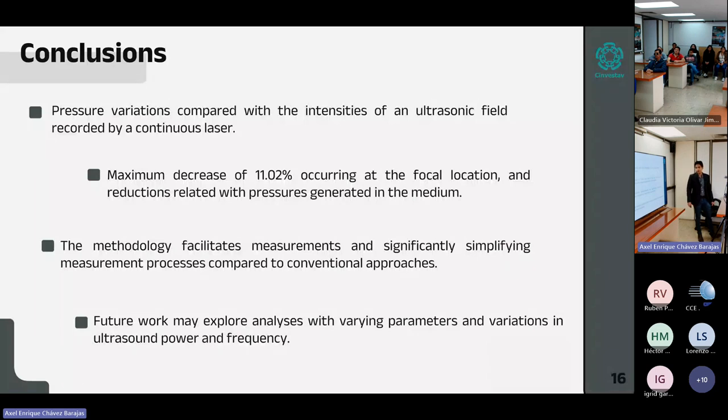And for future work, we may explore analysis, principally varying parameters such as ultrasound power and frequency, and different locations inside the medium, and we can also change the translucency of the medium itself.